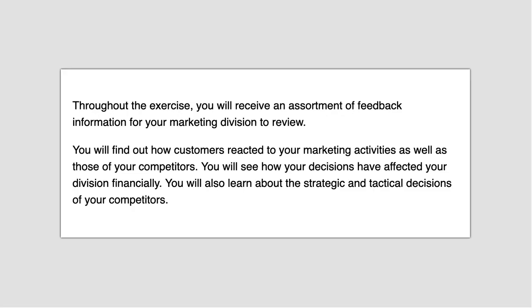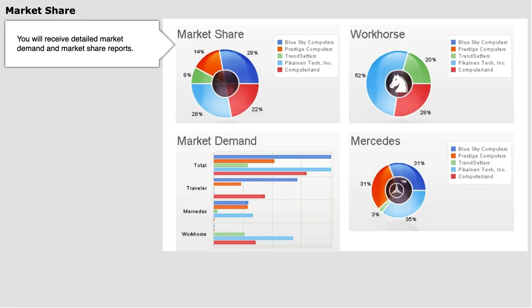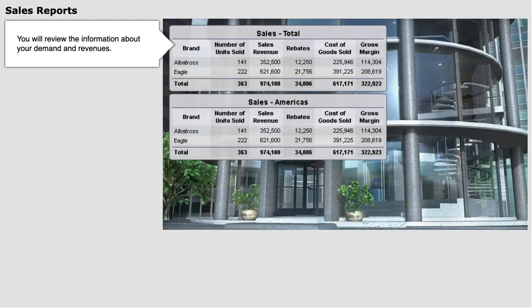Throughout the exercise, you will receive an assortment of feedback information for your marketing division to review. You will find out how customers reacted to your marketing activities, as well as those of your competitors. You will see how your decisions have affected your division financially. You will also learn about the strategic and tactical decisions of your competitors. You will receive detailed market demand and market share reports. You will review the information about your demand and revenues.